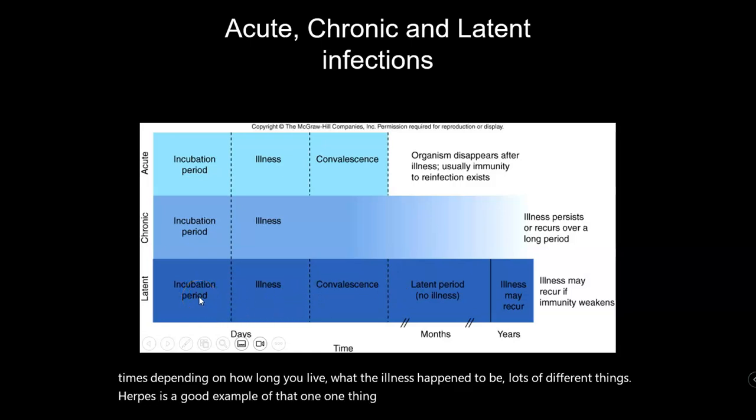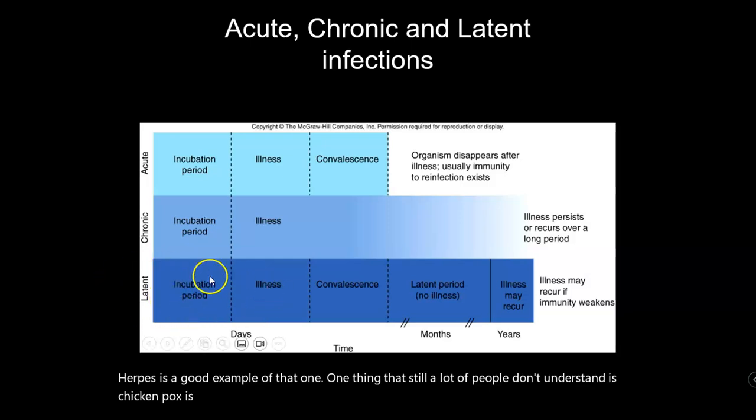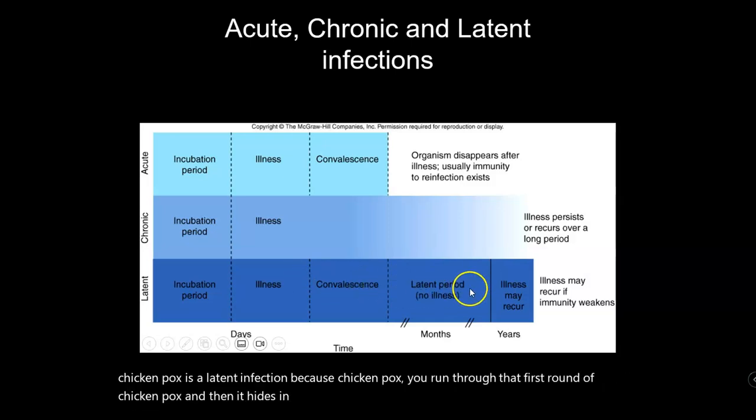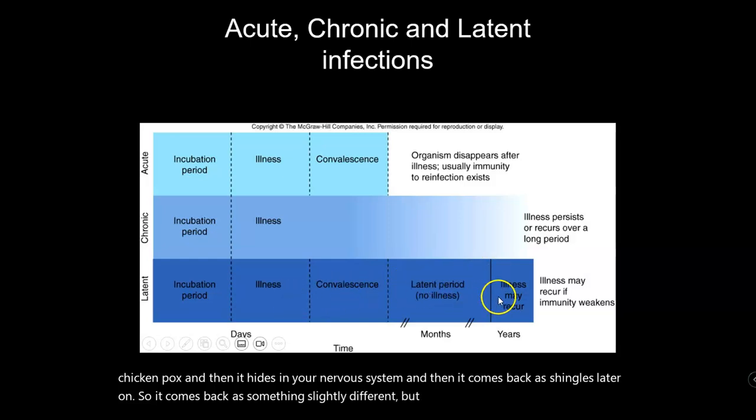One thing that still a lot of people don't understand is chickenpox is a latent infection, because you run through that first round of chickenpox and then it hides in your nervous system and then it comes back as shingles later on. So it comes back as something slightly different, but it's still the varicella zoster virus that causes both of those infections.